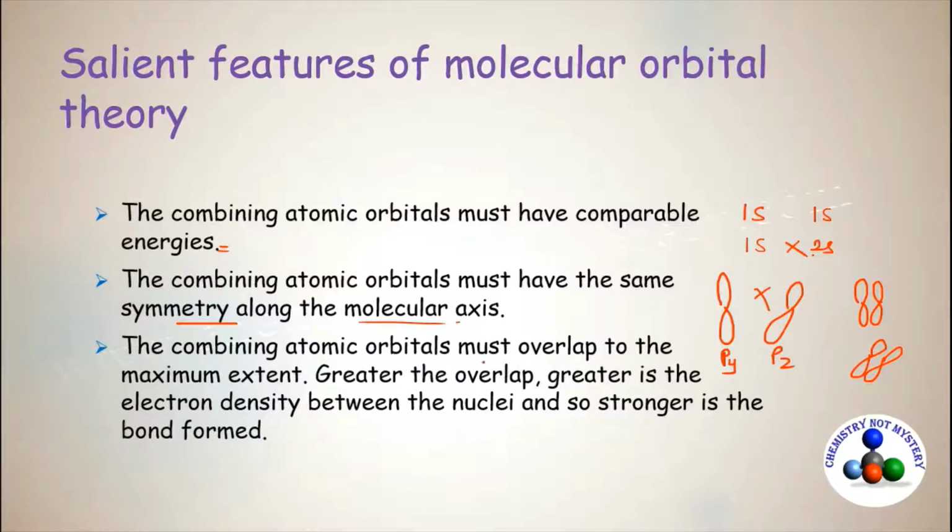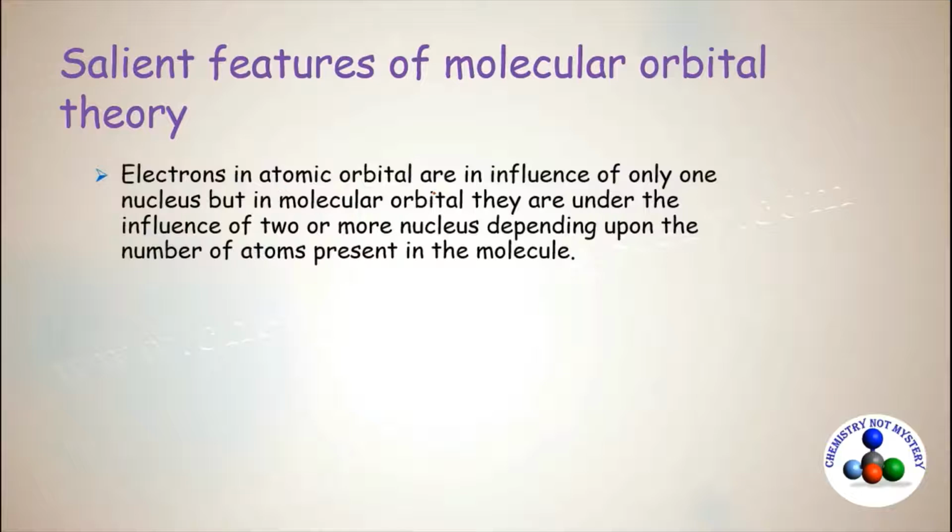Combining atomic orbitals must overlap to a maximum extent. Greater the overlap, greater is the electron density between the nuclei, so the stronger bond forms. Electrons in atomic orbitals are under the influence of only one nucleus, but in molecular orbitals they are under the influence of two or more nuclei.